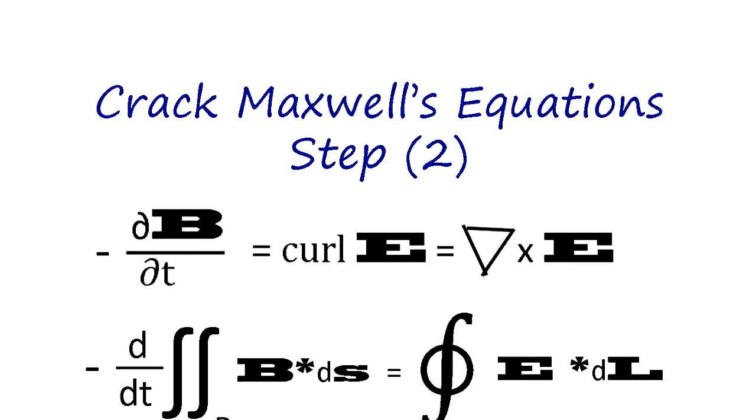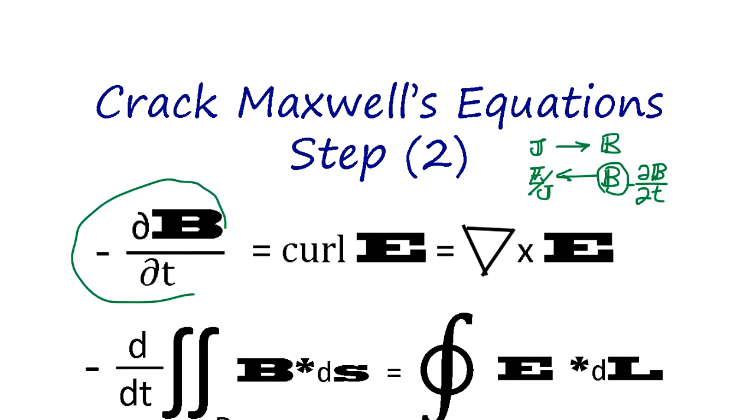Maxwell's Ampere's equation says current J generates B, and this equation is going to talk about B generating E and ultimately J. But this B is dynamic. It has to be a derivative with respect to time, and negative in it. As you see here, this is the cause and this is the effect.